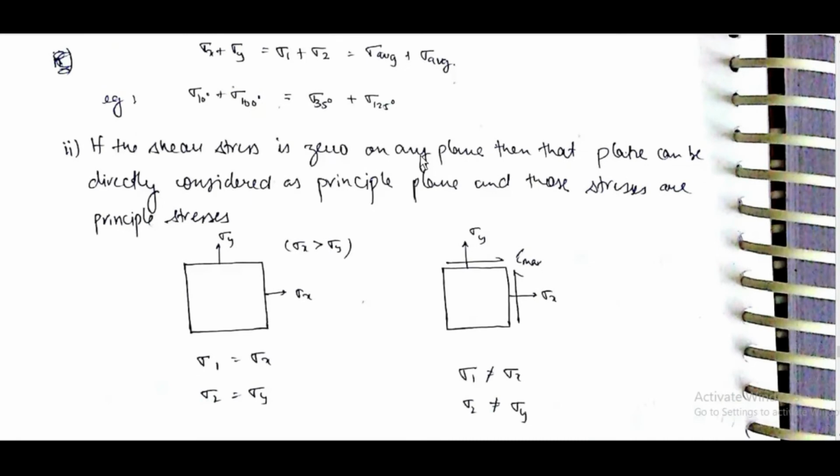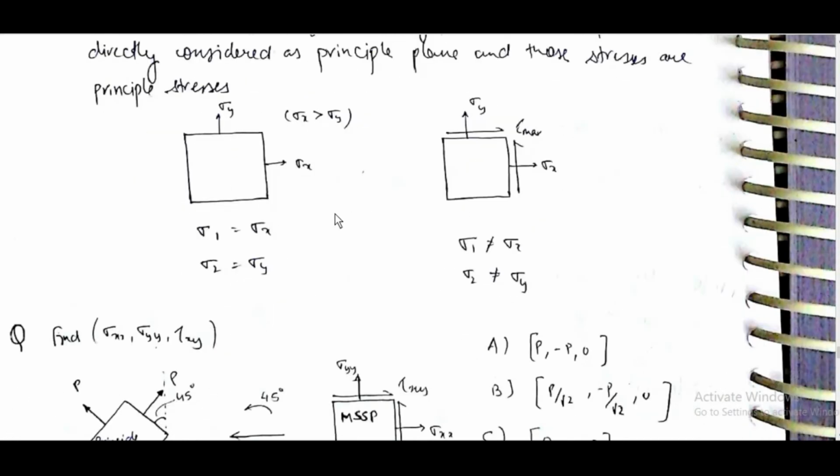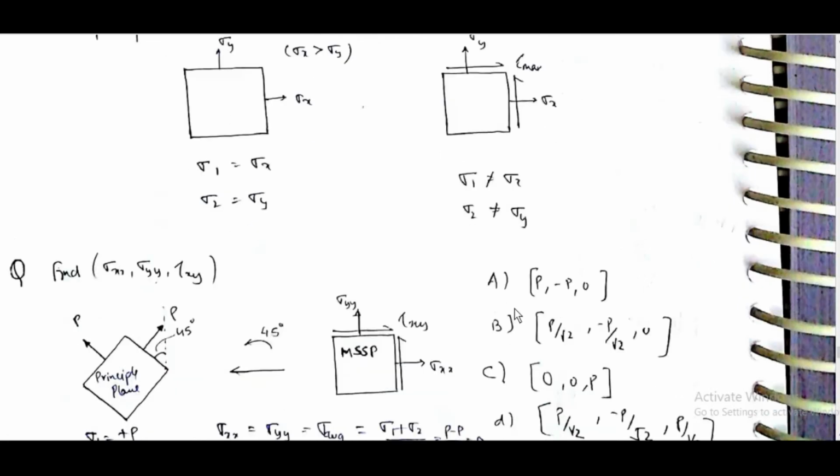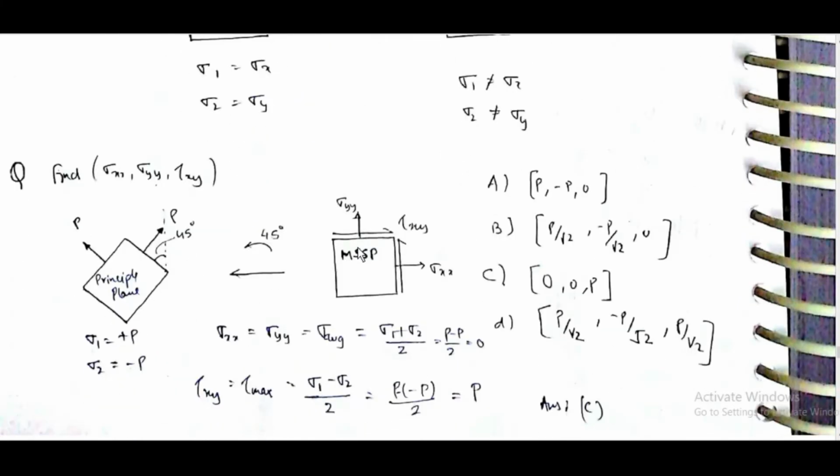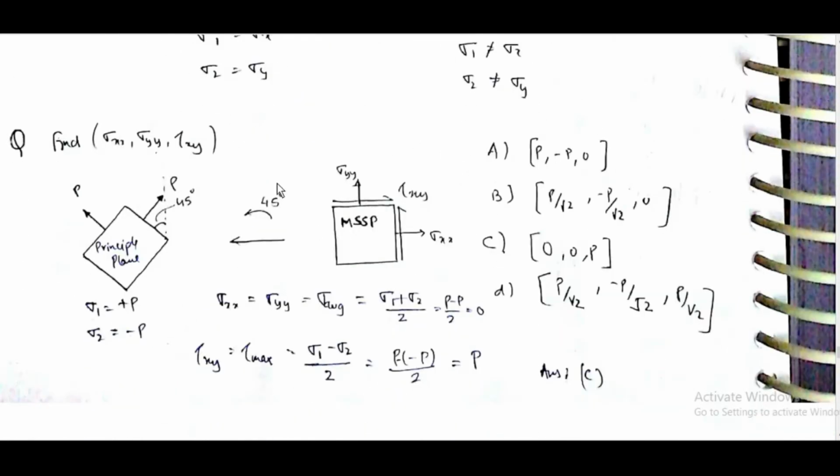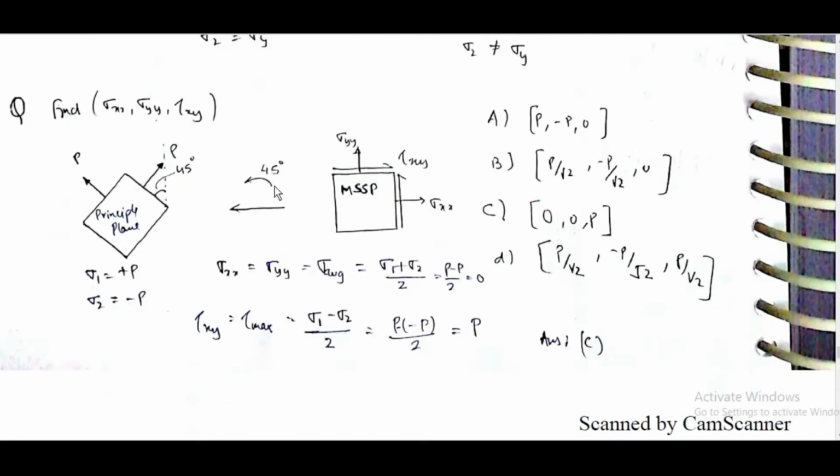If shear stress is 0 on any plane, then that plane can be directly considered a principal plane and those stresses the principal stresses. Sigma 1 is equal to sigma x, and sigma 2 is equal to sigma y; sigma 1 is not equal to sigma 2, and sigma 2 is not equal to sigma x. This is one question.